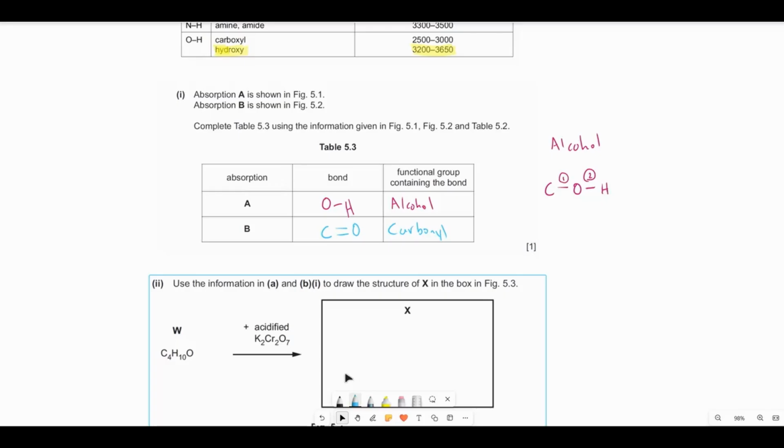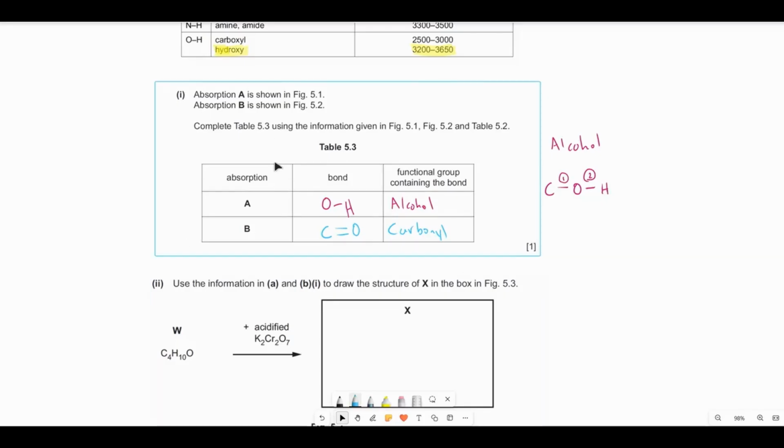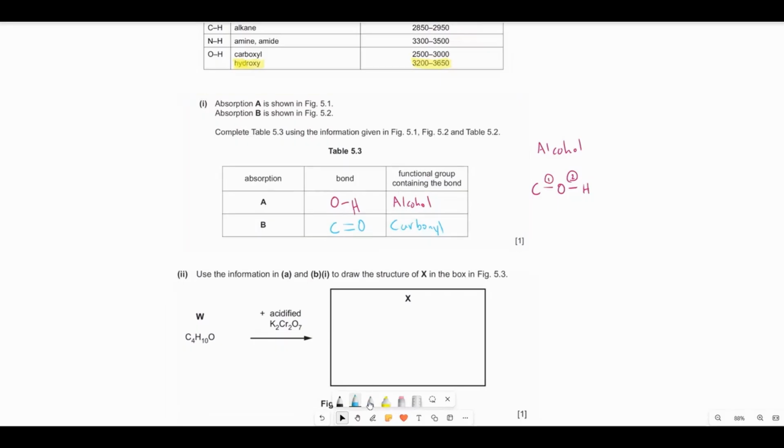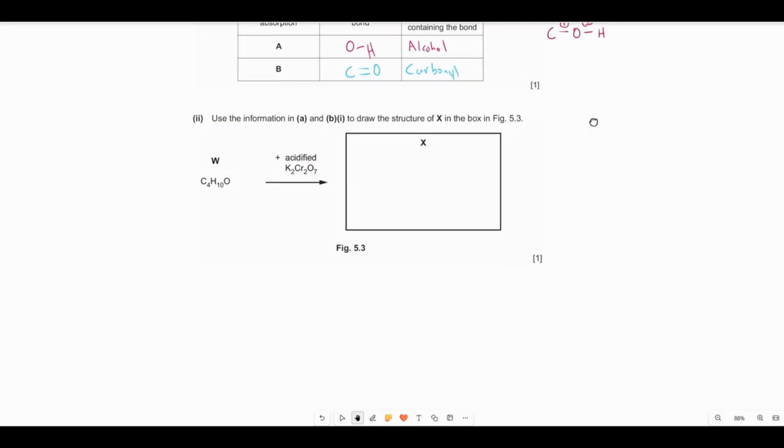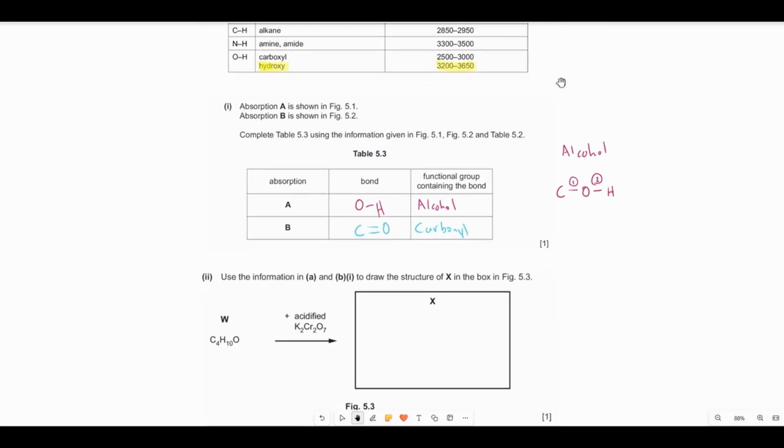So now we can actually come together and put all of this information that we learned together, because the next question here, the last question we're going to do, there is more to this question 5, but it has nothing to do with mass spectra or IR. The last part of this question says, use the information in A and B to draw the structure of X in the box in 5.3. So we have W, C4H10O, reacting with acidified potassium dichromate to create X. So let's put all the information together.